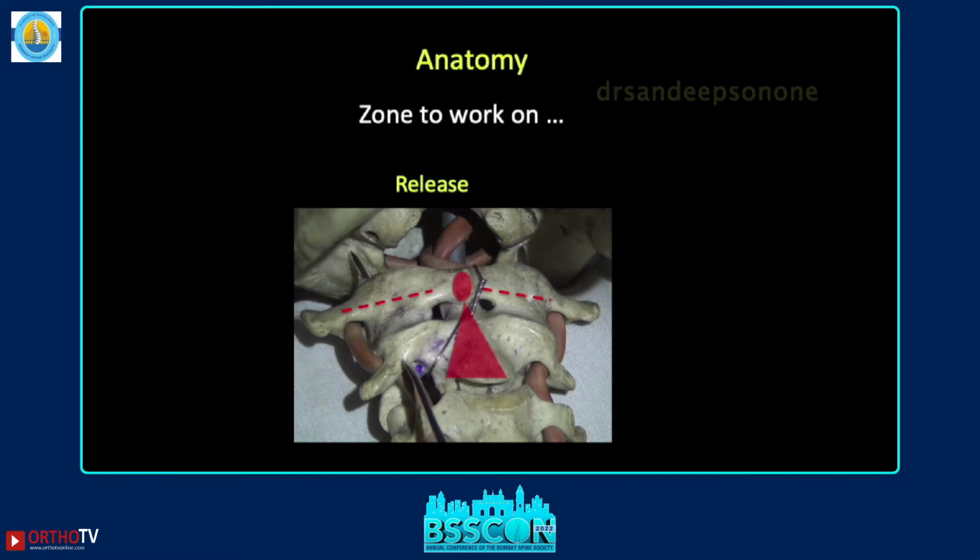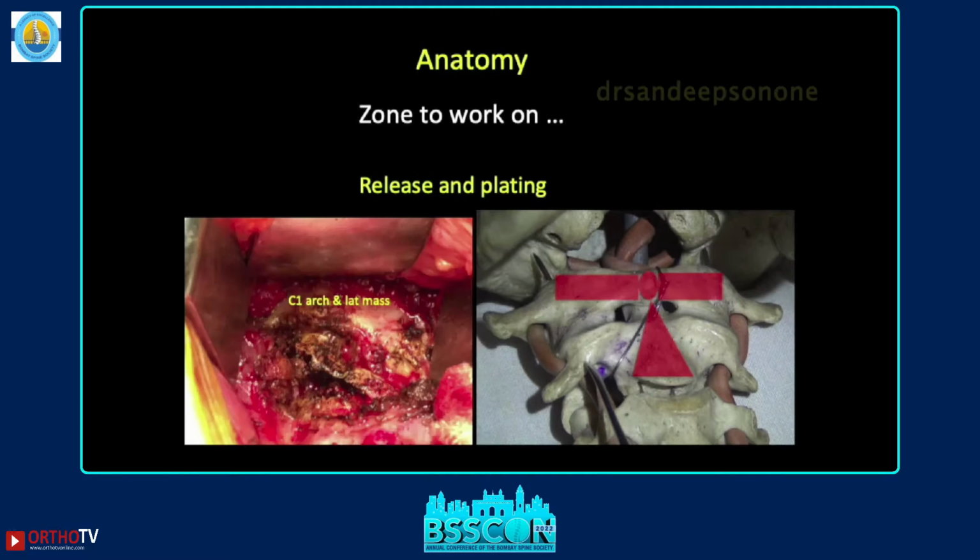If we are planning only a release, then a simple incision in the longus colli on the attachment of the inferior aspect of the C1 anterior arch is good enough. However, if we are planning a release and plating or instrumentation, then we need to expose the whole of C1 lateral masses, because that is where the plates are going to sit. We need to either incise or excise the longus colli muscle.